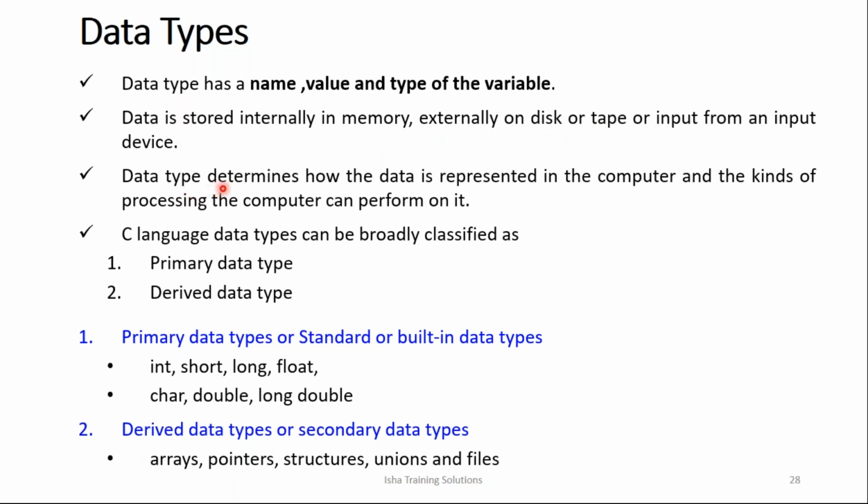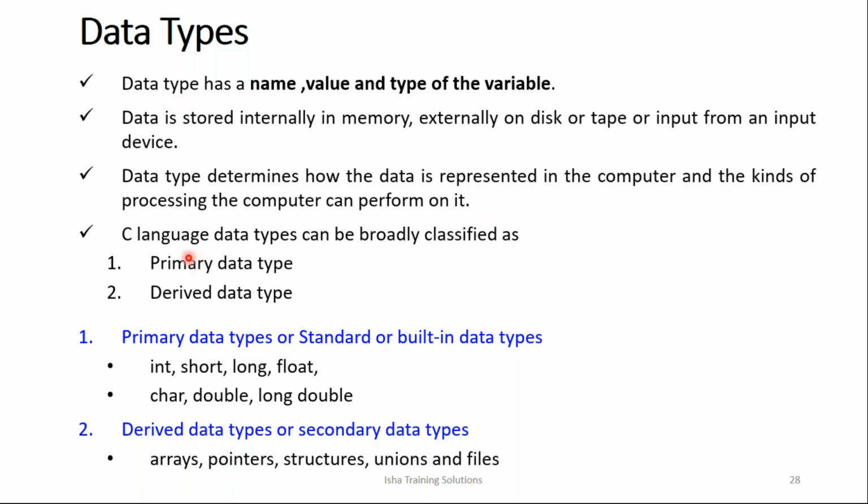Data type determines how the data is present in the computer and the kinds of processing the computer can perform on it. A data type will tell you what type of data it is. Without a data type, you cannot judge whether it is of integer type, character type, float type, or something like that. We will see what integer, float, and character are in our coming slides.